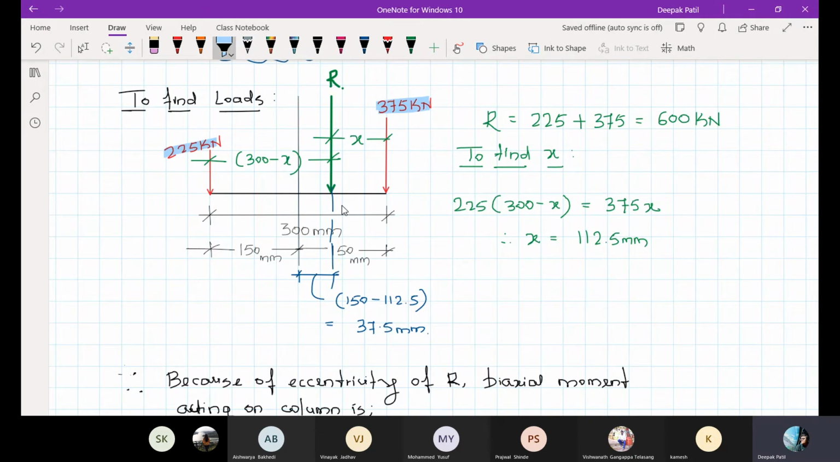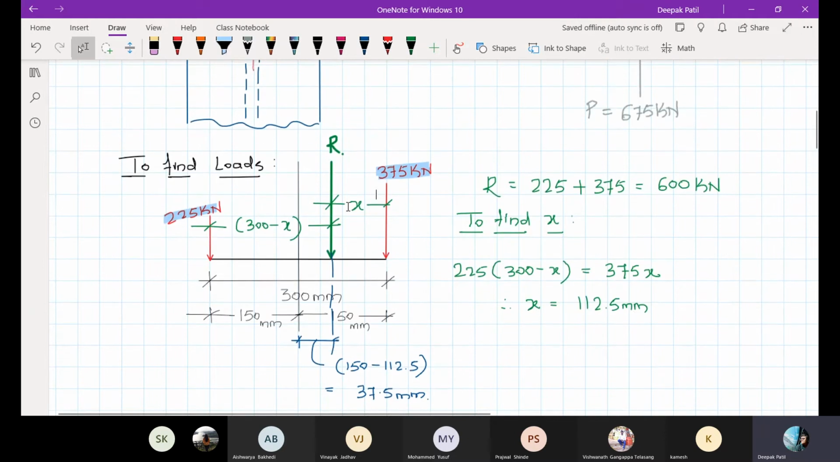Now this resultant falls at what point on this 300 mm line? Obviously it will fall on this side, on the right hand side. Why will it fall on the right hand side? Because 375 is more than 225. Now I want to calculate at what distance this resultant will act. So for that purpose, let me take this as x and this as 300 minus x. So I have to equate 225 multiplied by 300 minus x is equal to 375 into x.